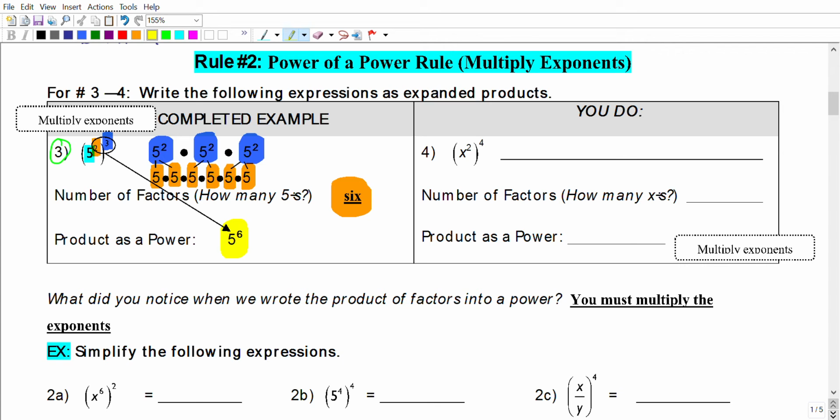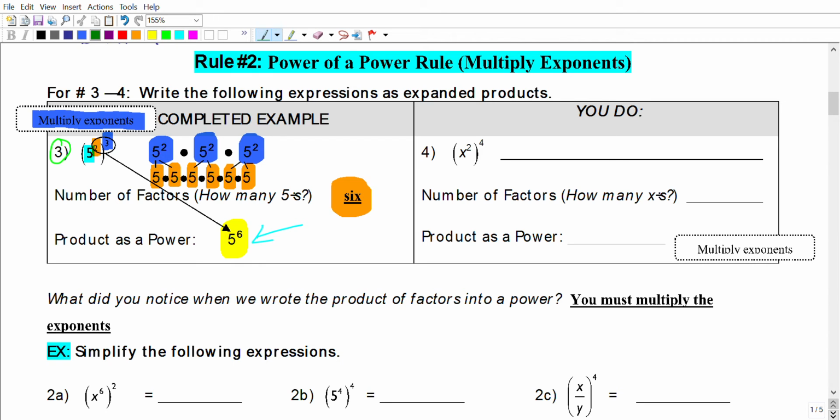Hopefully you can already start to see why we call this multiplying exponents. Because notice the 2 and the 3, what is 2 times 3? Well, it's 6. And look at that. What was our answer over here? That's exactly what it was. It was 5 to the 6th. Okay, so let's go ahead and do this next one together, and I'll have you try out one of the example problems underneath.